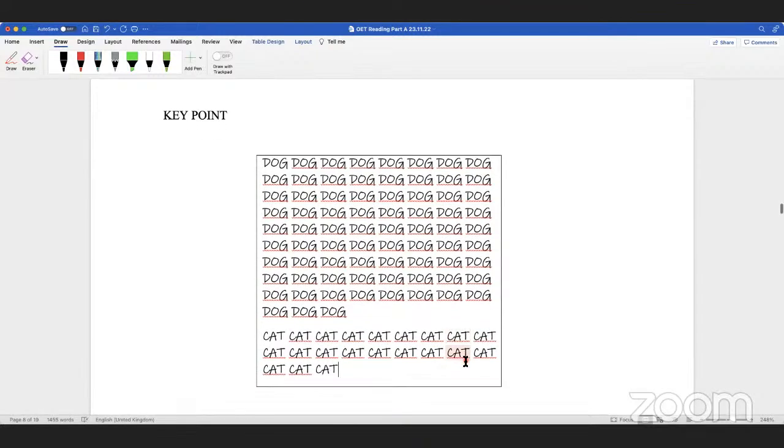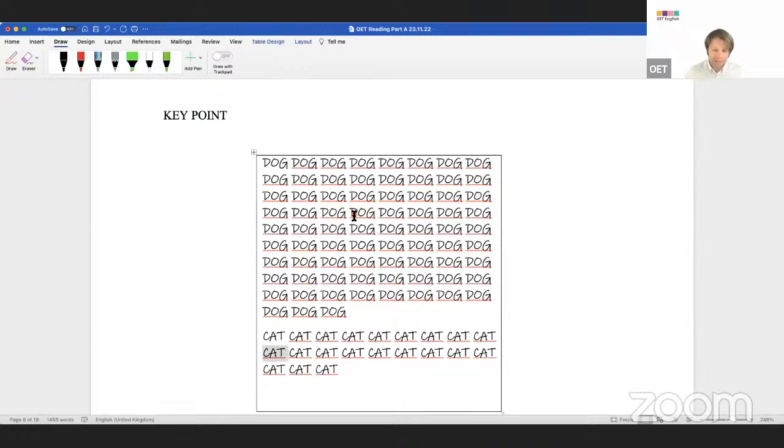Dog. Dog. But repetition of dog is too much compared to cat. This happens in OET, doesn't it? Right? What I'm trying to say with this example, guys, is: can we have more than one main idea? Yes, we can. But what if it's like this?